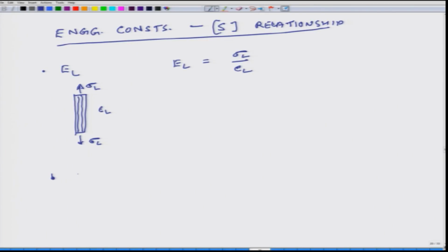Other engineering constant is ET. So, what do you do here? You have again a similar sample, but fibers are aligned in the transverse direction, and again you subject it to a tensile test. So, you apply this tensile stress, and in this case it is sigma T. Consequently, the material exhibits a strain in the transverse direction as epsilon T, and ET is equal to sigma T by epsilon T.